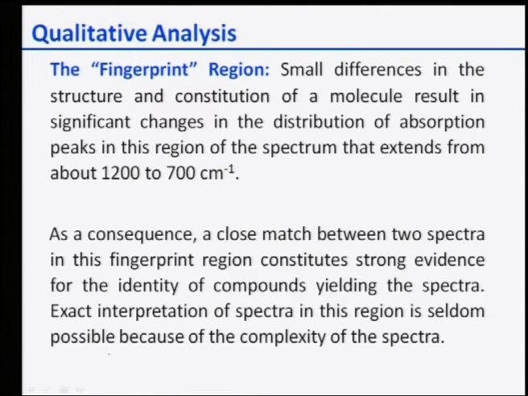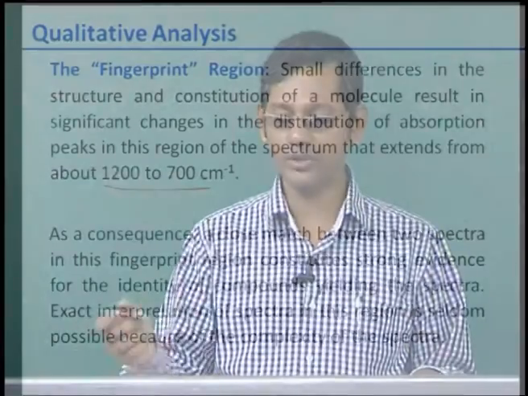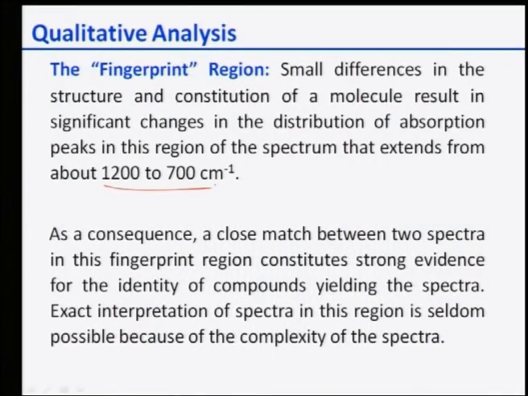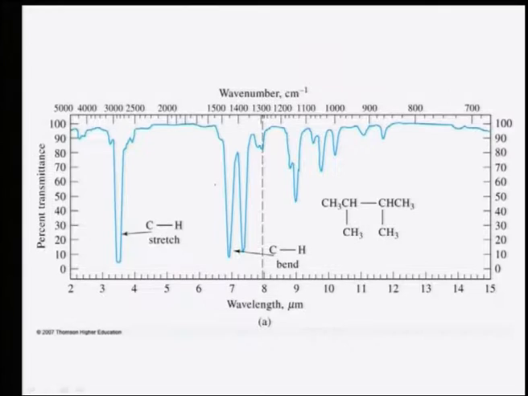Well, to give you some more detail about fingerprint regions, a small difference in the structure and constant, as I said, can lead to a change in the distribution of the absorption peaks, and they are available in this. So as a consequence of fingerprint region analysis, a close match between the two spectra in this fingerprint region is possible, and this will lead to the exact identification of the compound. Exact interpretation of the data in the spectra in this region is seldom possible because of the complexity of the spectra. Sometimes the spectra is very complex because of a small change in composition or structure. It may not be possible even to pinpoint the exact structure of the compound present.